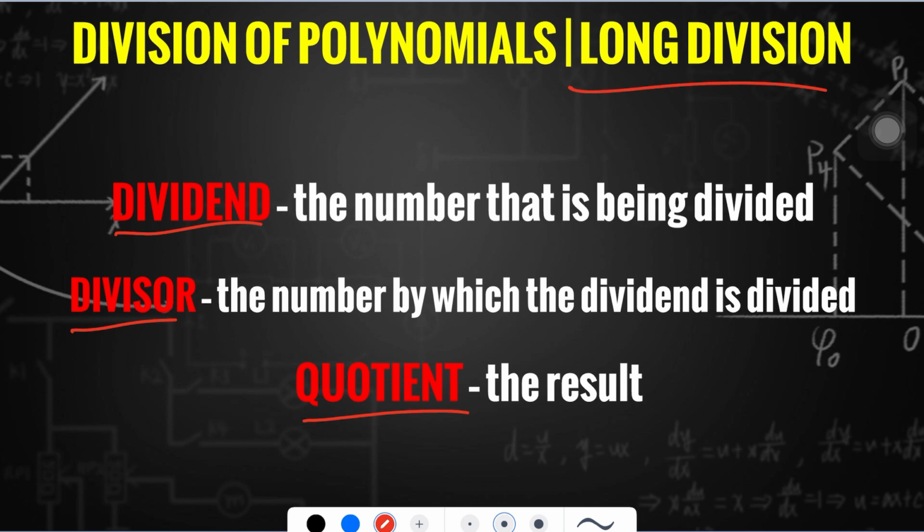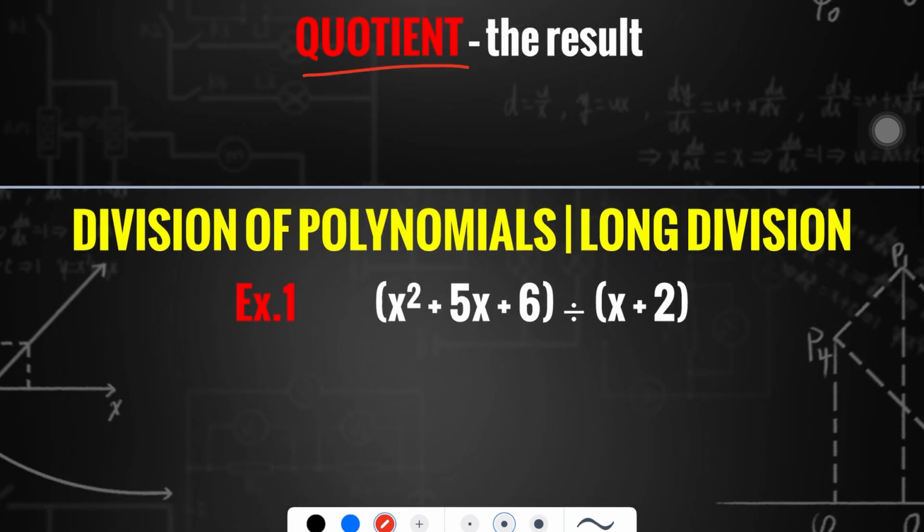So dividend is the number that you are dividing. Okay, the number that is being divided. And then divisor is the number by which the dividend is divided. And then the result is the quotient. So for example, you have 10 divided by 5. Okay, so 10 is your dividend. 5 is your divisor. Okay, and what's the answer? 2. 2 is your quotient.